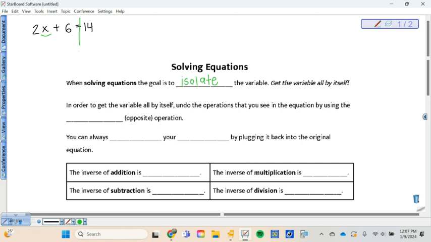What is preventing the x from being by itself? What's over on this side of the equal sign with that x? 2 and plus 6, right? Perfect. So I need to get rid of the plus 6 and I need to get rid of the 2. But how do I know what to get rid of first?